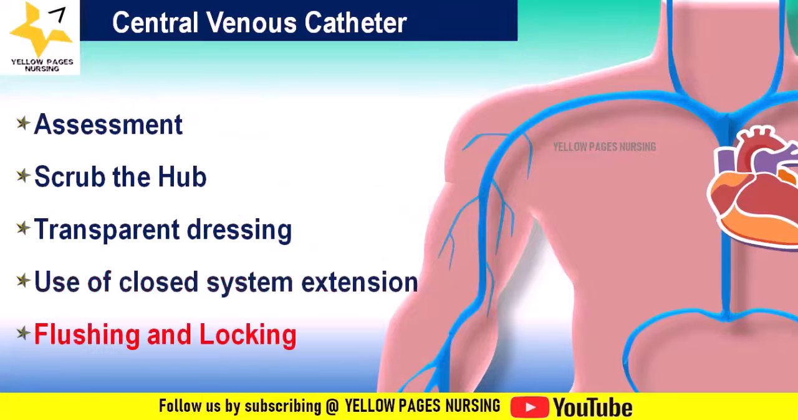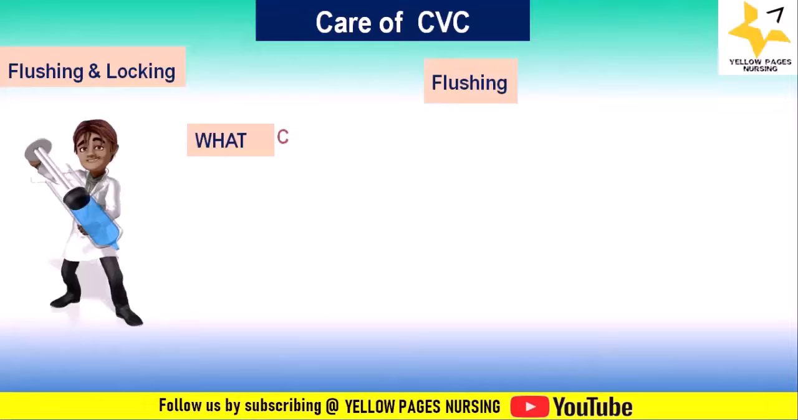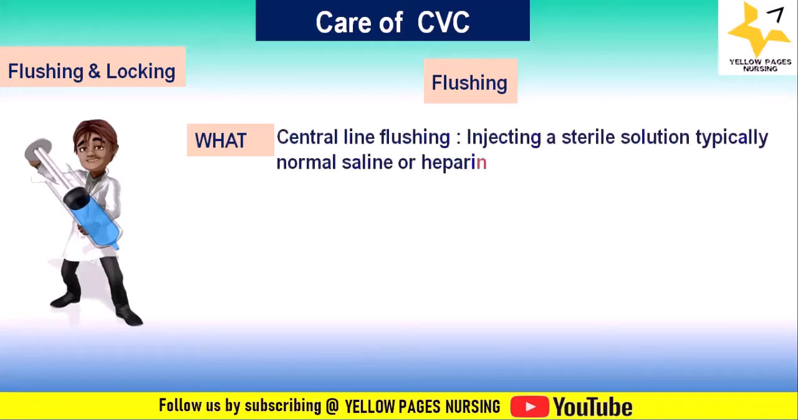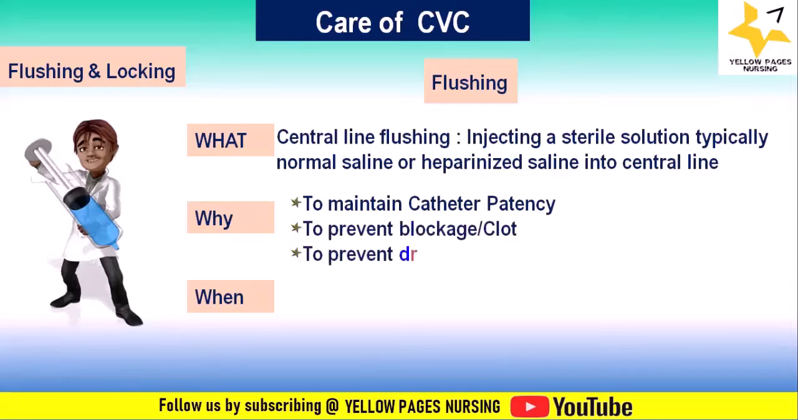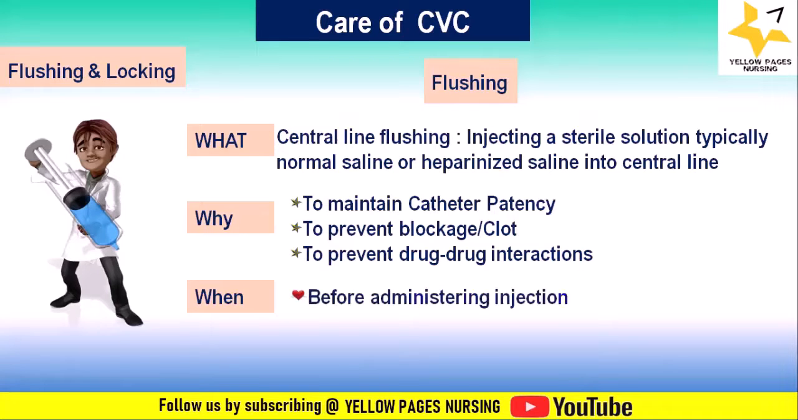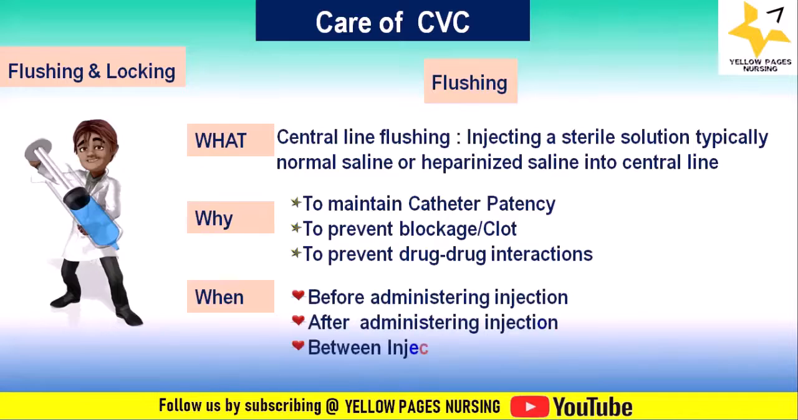Next comes flushing and locking. What is called central line flushing? Injecting a sterile solution, typically normal saline or heparinized saline, into the central line. Why is flushing done? This is done in order to maintain catheter patency, to prevent blockage or clot in the lines, and to prevent drug-drug interactions. When is flushing done? Flushing is done before administering injections, after administering injections, between injections, and after collecting blood samples.